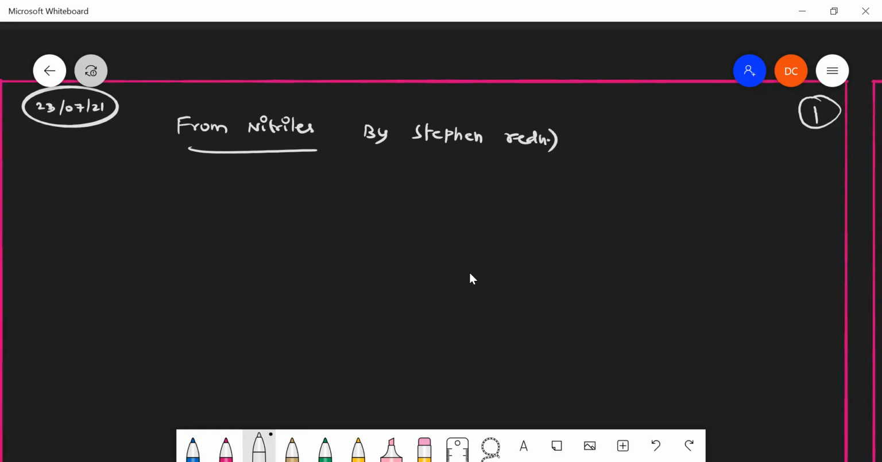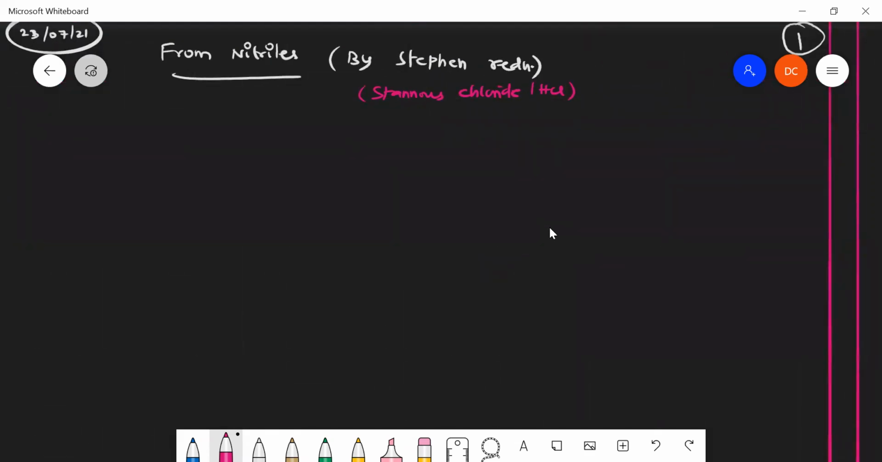The Stephen reduction uses stannous chloride, I told you, STANNOUS, stannous chloride, HCl. So the reaction will be conducted in acidic medium. Okay, in acidic medium we are conducting. SnCl2 and HCl we can use. Okay.